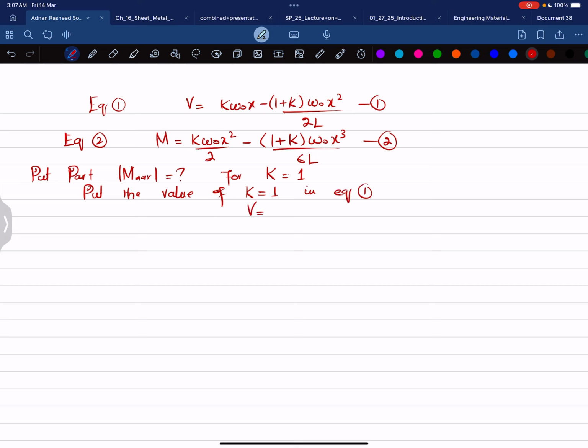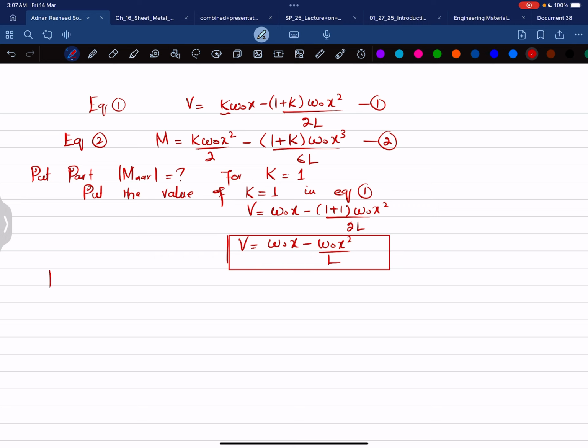So K will be equal to 1, so it will be W naught X minus 1 plus 1 into W naught X square over 2L. So it means that the shear force equation will be W naught X minus 2 W naught X square over 2L. 2 will be cancelled, so it will be W naught X square over L. And this is the required shear force equation for K is equal to 1.